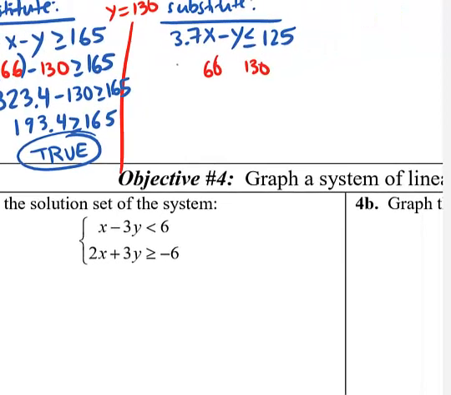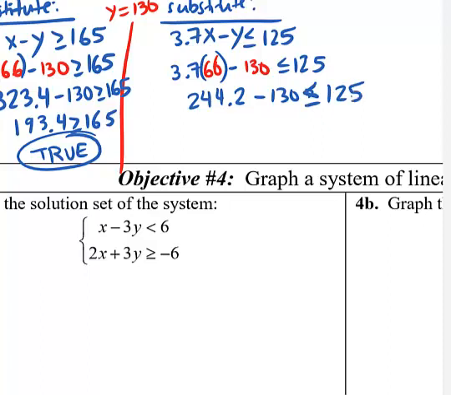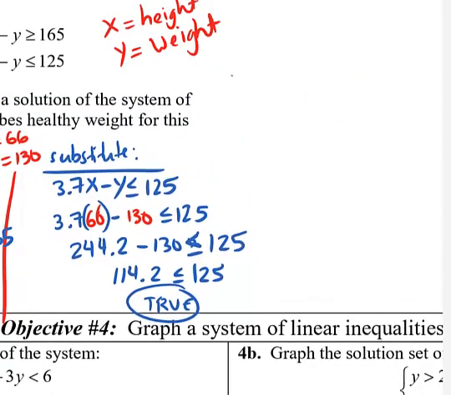True. Okay. Now I'm substituting that point into this other inequality, and we'll see if this guy's true. What's 3.7 times 66? It's 244.2. And I'm supposed to subtract 130 from that, and I want to see if whatever I get is less than or equal to 125. It is. It's 114.2. That is less than or equal to 125, so I get a true. Alright, since it's true for both, that means that 66, 130 is a solution.